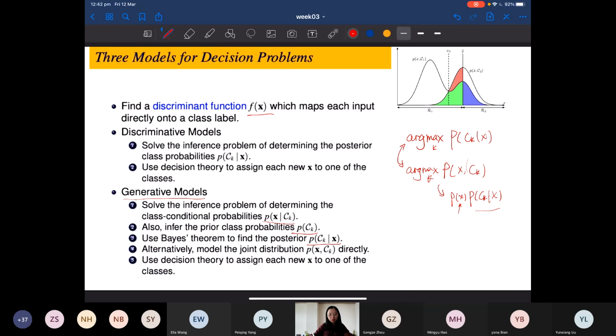And then, from what we just said, alternatively or equivalently, we could model the joint distribution between x and ck directly, and it's also a fine generative model. And then we can use decision theory to assign each new x, an observed data point, to one of the classes.